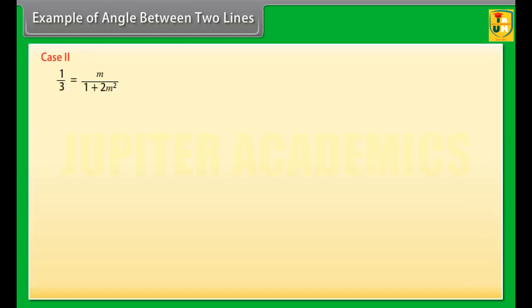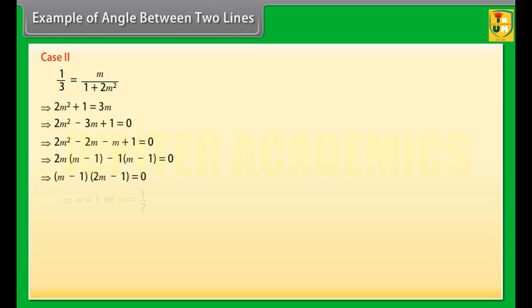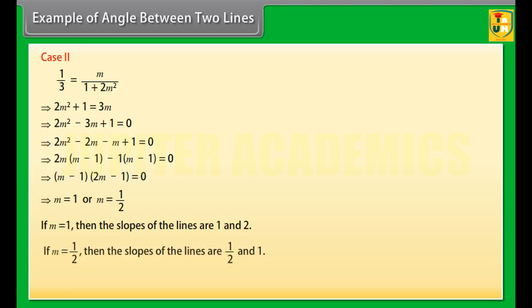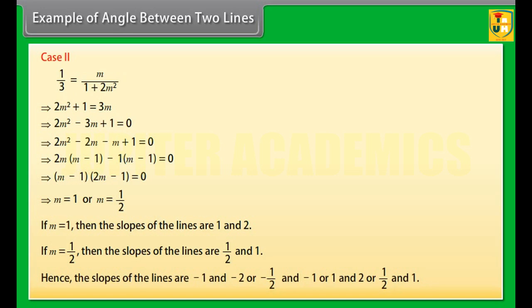Case 2. 1/3 = m/(1 + 2m squared). On solving, we get m = 1 or m = 1/2. If m = 1, then the slopes of the lines are 1 and 2. If m = 1/2, then the slopes of the lines are 1/2 and 1. Hence, the slopes of the lines are -1 and -2, or -1/2 and -1, or 1 and 2, or 1/2 and 1.